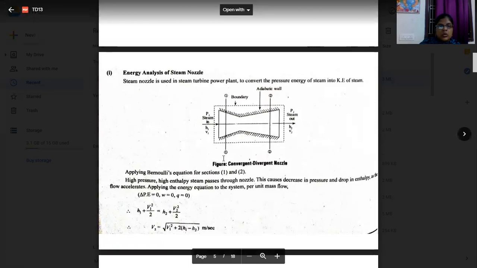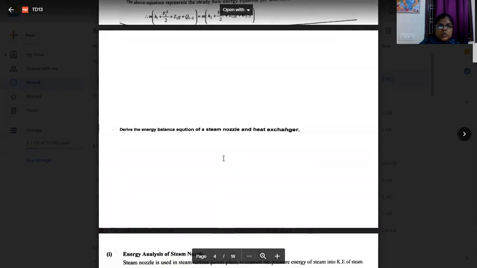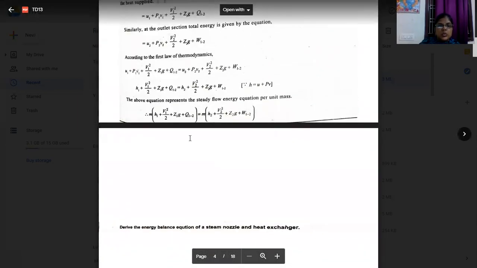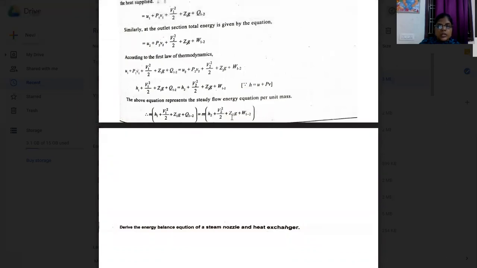So look at the steady flow energy equation. What we know, first of all, is there is no potential energy because Z1 g and Z2 g are 0. Next, there is no heat transfer because it is adiabatic. There is no work done, so finally the equation we get has capital Q by m, which is nothing but a small q.